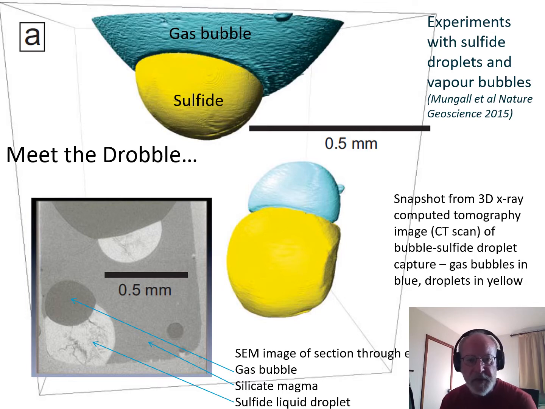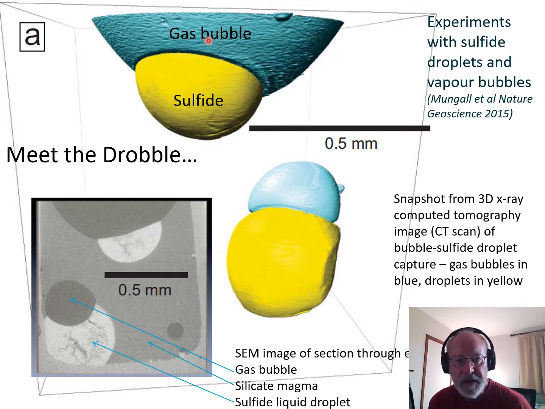But in many of his experiments, done in a high temperature furnace at about 1100, 1200 degrees, as well as having a silicate melt, which is the light grey stuff there, and a sulfide melt, which is the white stuff, he also had gas bubbles. And it turned out that whenever you had both of them in the same experiment, the sulfide liquid would attach itself to the gas bubble.